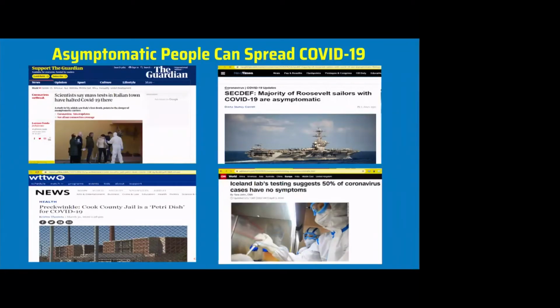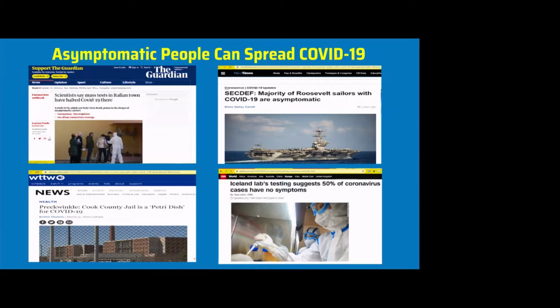Now, let's talk about this for just a second, because this is something that is very important. We right now do not have a robust testing system in this country, and the problem with that is that asymptomatic people can actually spread COVID-19. We have 4 examples of that. On the USS Roosevelt, about 60% of the COVID-19 sailors had no symptoms.